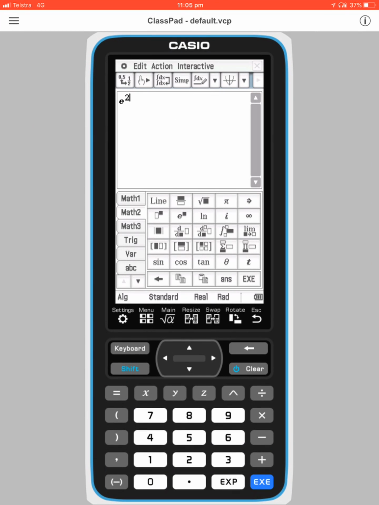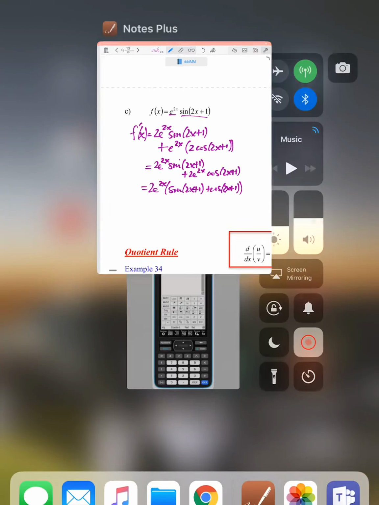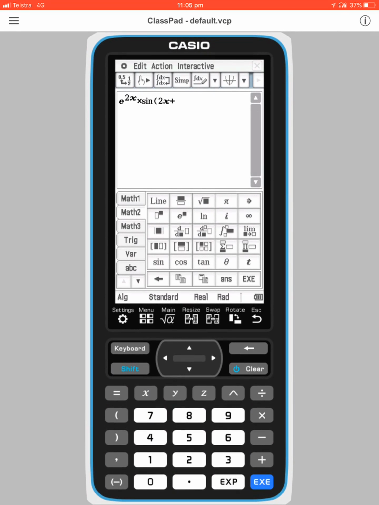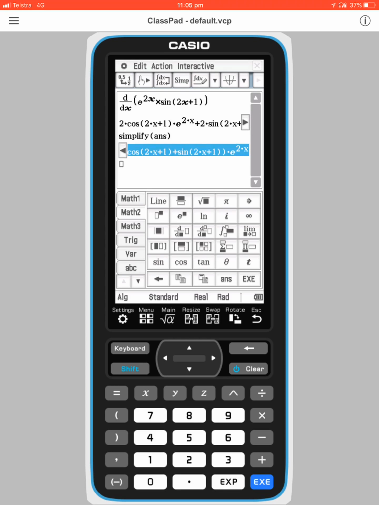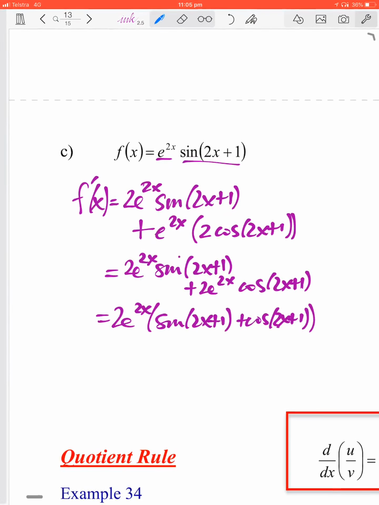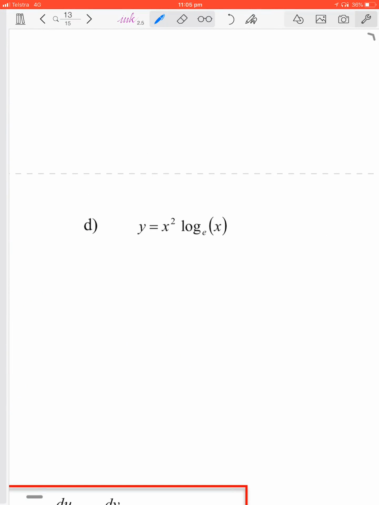So e to the 2x times sine 2x plus 1, plus 1, highlight d/dx, simplify. So 2e to the 2x, I don't know why they did that, but the 2 and then e to the 2x, and then inside cos 2x plus 1 plus sine 2x plus 1, so exactly what we got.